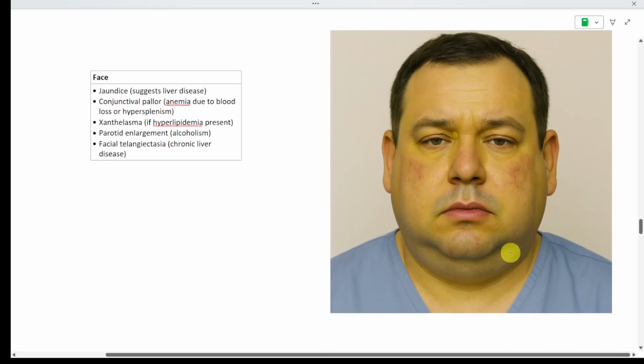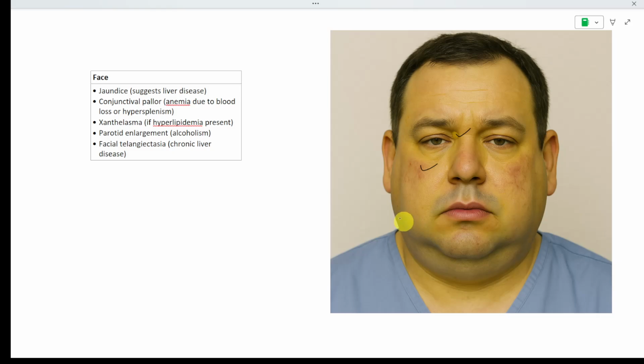Now for your face, you start going downwards. So in the face, do look for jaundice, icterus. You look in the eyes, you could find xanthelasmas. That could tell you that the patient is having hyperlipidemia, and that could be causing the liver disease. Also look for any spider nevi or any rashes over the skin of the face.